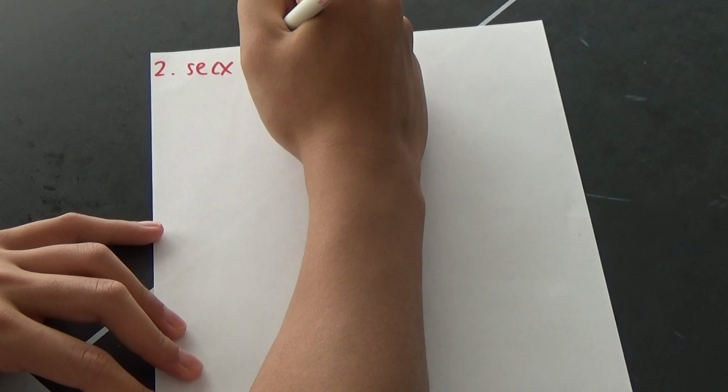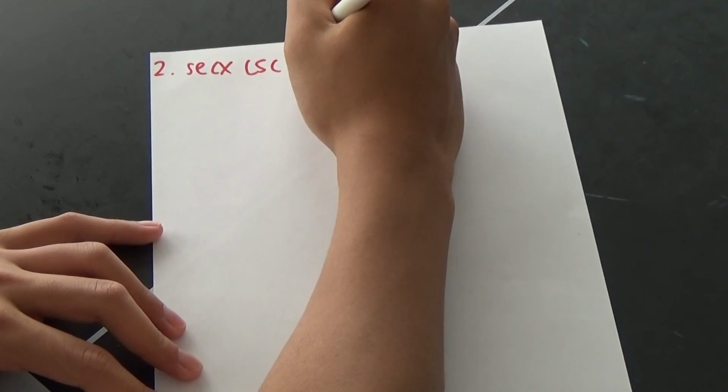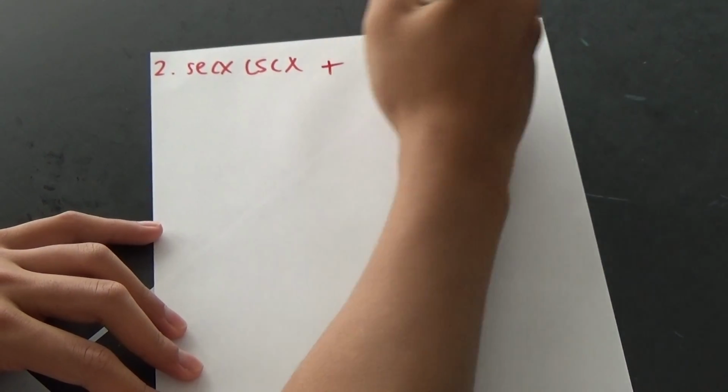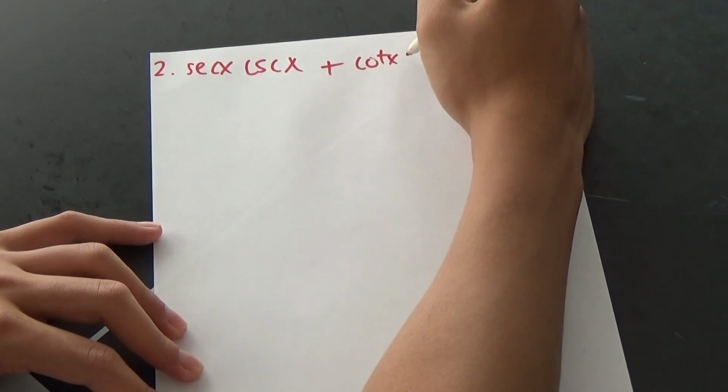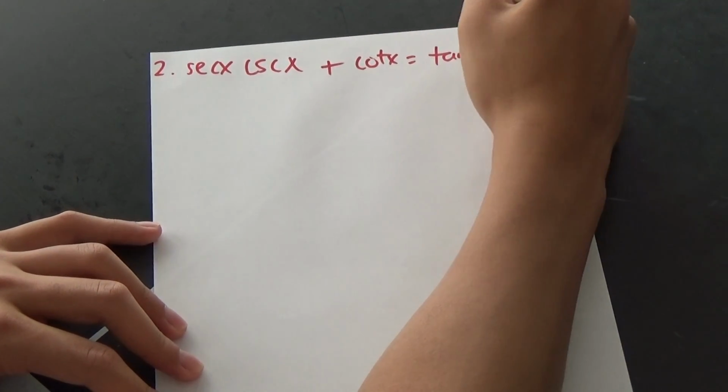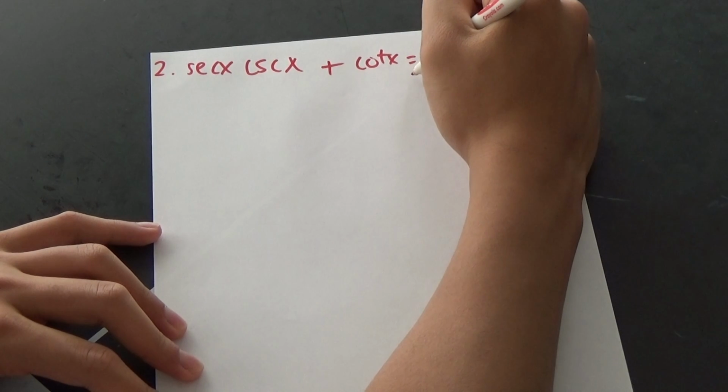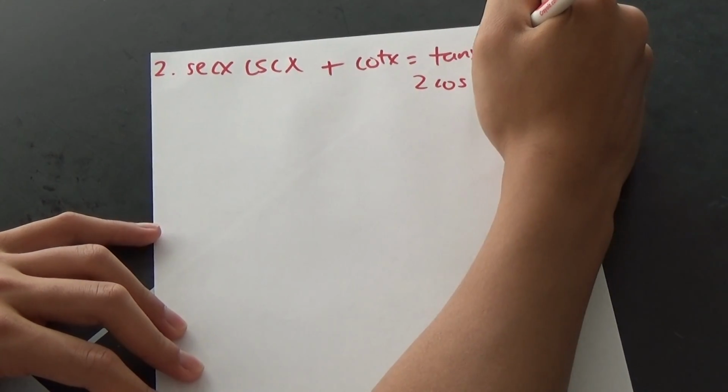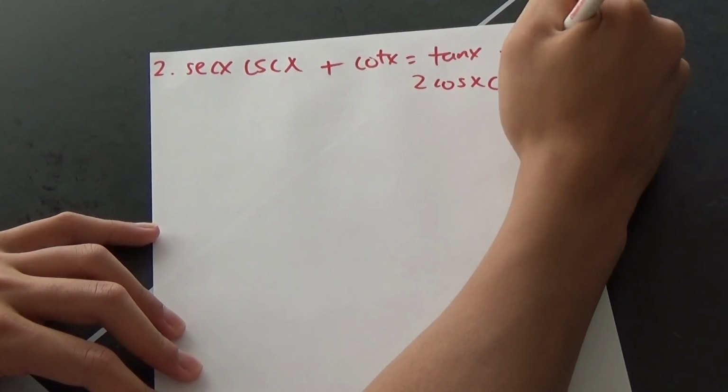Secant x cosecant x plus cotangent x equals tan x plus 2 cosine x cosecant x.